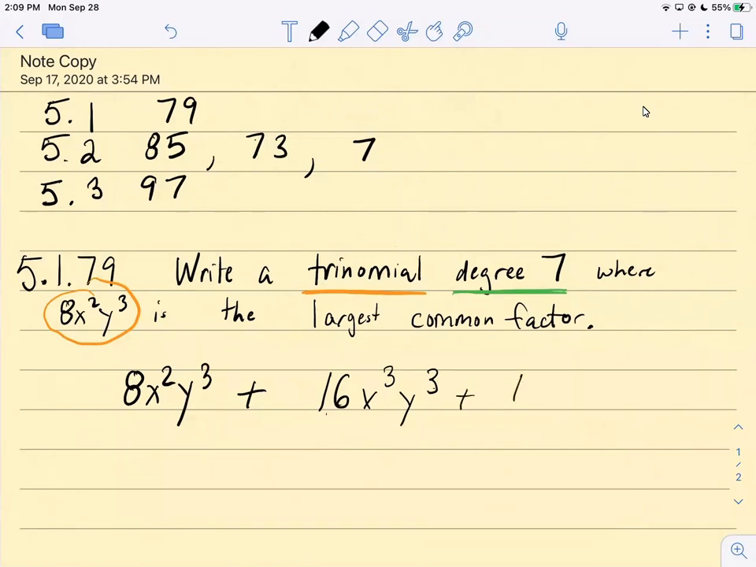another 16 x cubed y to the 4th. This is just one possible example. And this would be a trinomial.